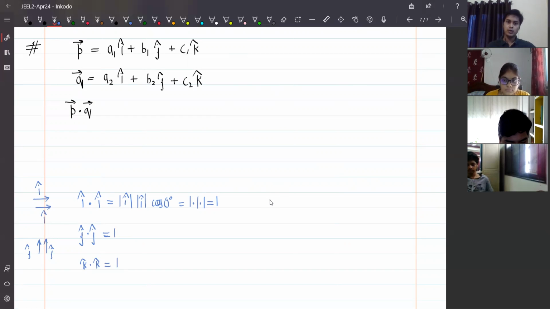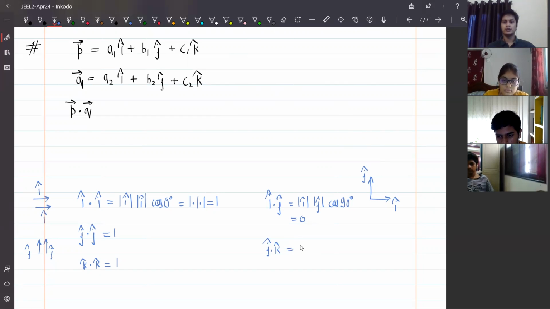But if you want to write I dot J, that is mod of I, mod of J into the cos of the angle between them. I cap is along the x-axis, J cap is along the y-axis. So this becomes cos 90 degrees. That means I dot J is 0. Similarly, J dot K, again the angle between them is 90 degrees, so this is also 0. Same goes for K dot I.